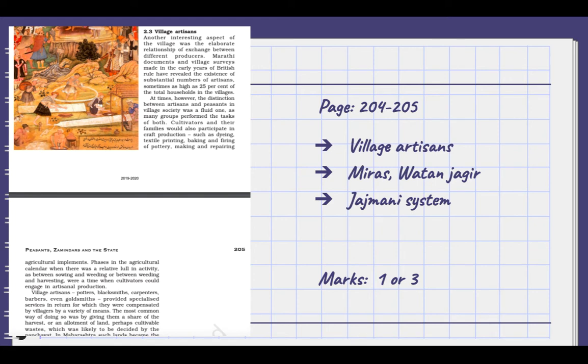Then in pages 204 to 205, there is a discussion on village artisans as well. So here you talk about the artisans' miras or watan jagir, the concept of the Jajmani system, what was the life of the craftsmen like, what were the different kinds of crafts available, especially in the rural sector. So this would also be ranging between 1 to 3 marks.